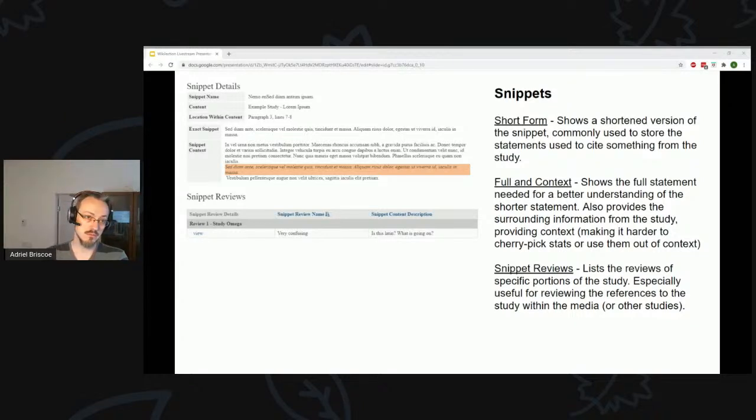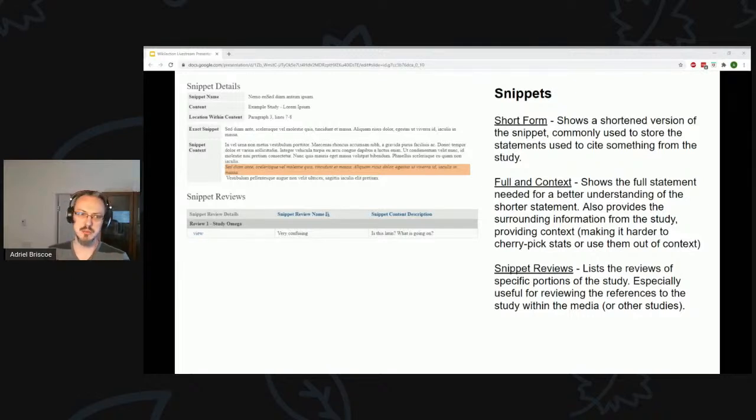So for the snippets, how they're structured is it stores what's called here the short form, which is the shortest piece of the snippet. And that is an example of that. If you were going to reference a study, for a common stat that came out of it, that's an example of one snippet in its smallest form, saying, according to this piece of content, 38% of people do X.